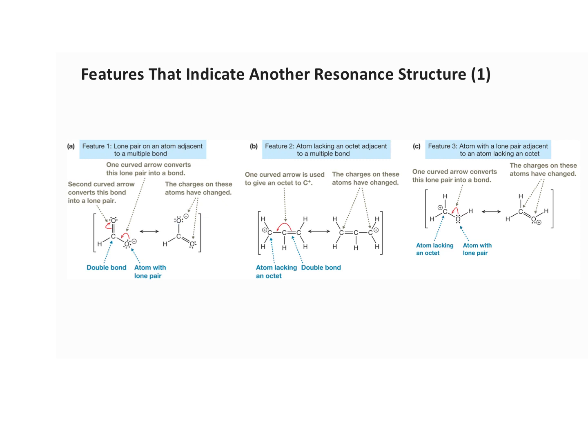The next feature is you have an atom lacking an octet next to a multiple bond. So for example, we have this carbon here. It's got a positive charge. These electrons, remember electrons are negative, they're going to want to move towards that positive charge. And so those electrons are going to be delocalized between this bond as well. And so you are going to see this is the other resonance contributor.